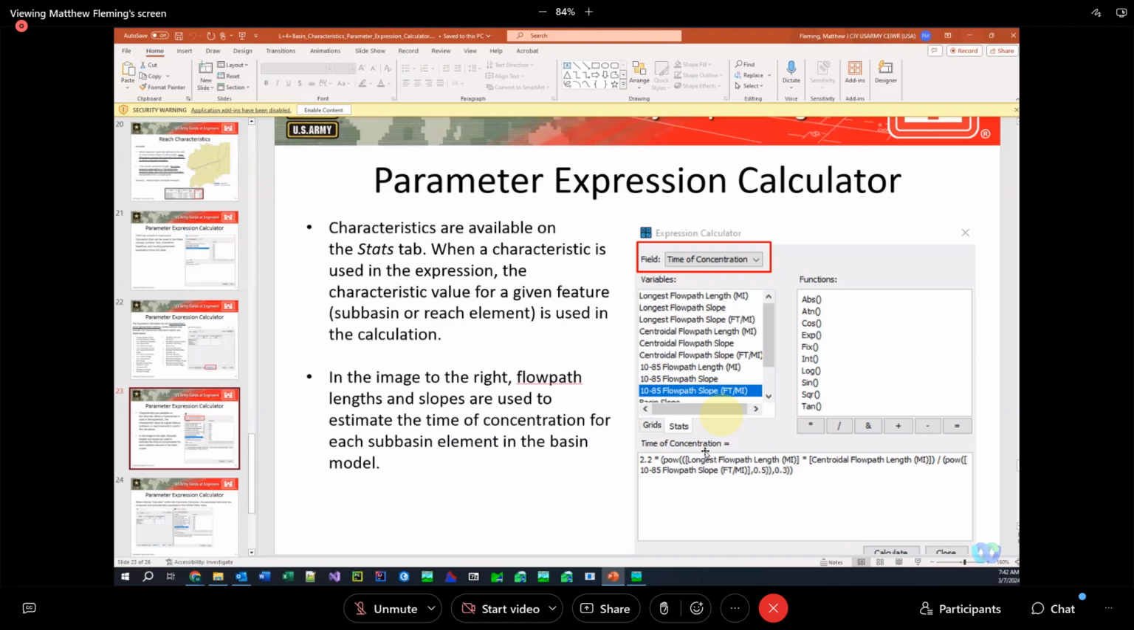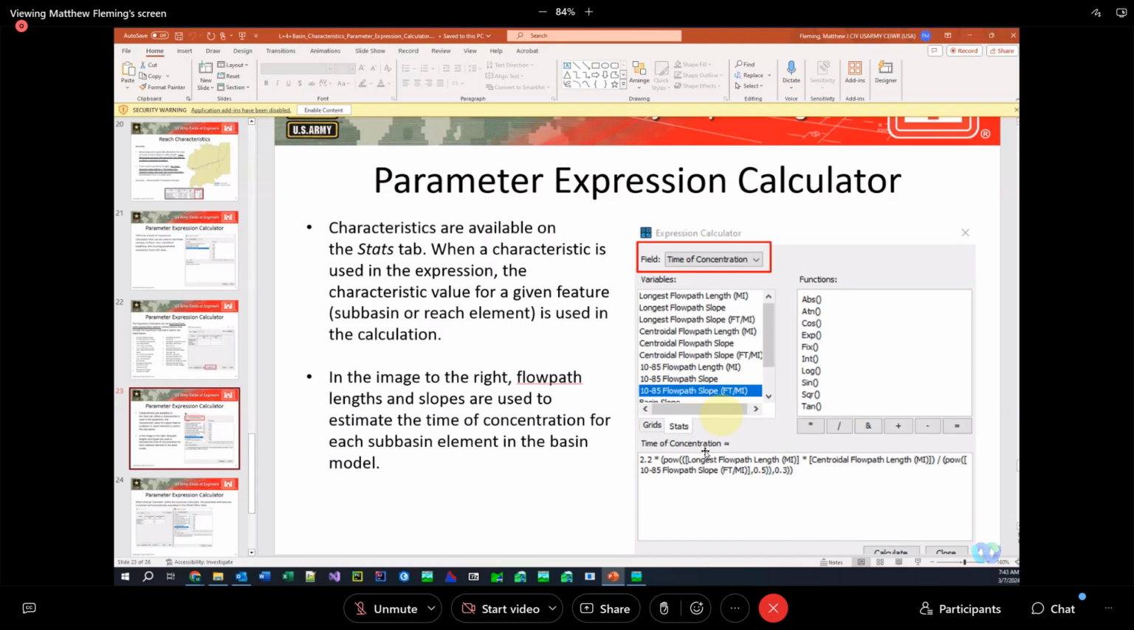So one thing I want to point out early on here is the formula that you saw in the workshop today or this past week, that formula or that regression equation that was used to estimate the time of concentration, it really only applies to a specific region, a specific watershed, right?